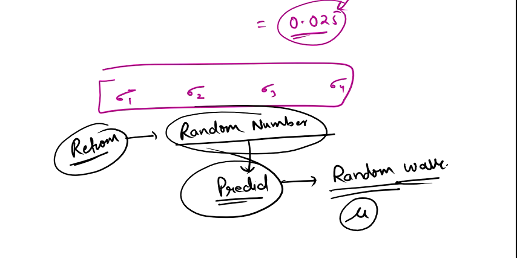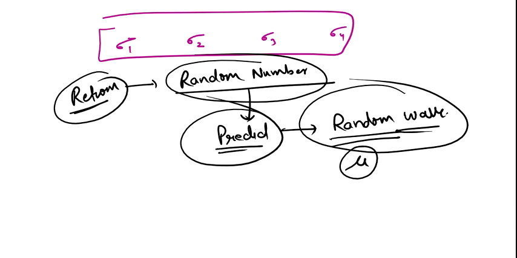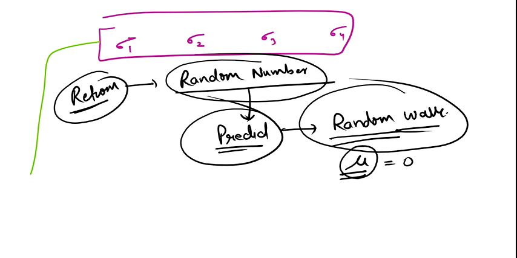You cannot predict the random numbers. Returns are random numbers. Why? Because they follow a random walk. And if they follow a random walk, then the expected value of all the returns is going to be 0. Clear? So based on this idea, now let us understand this portion.